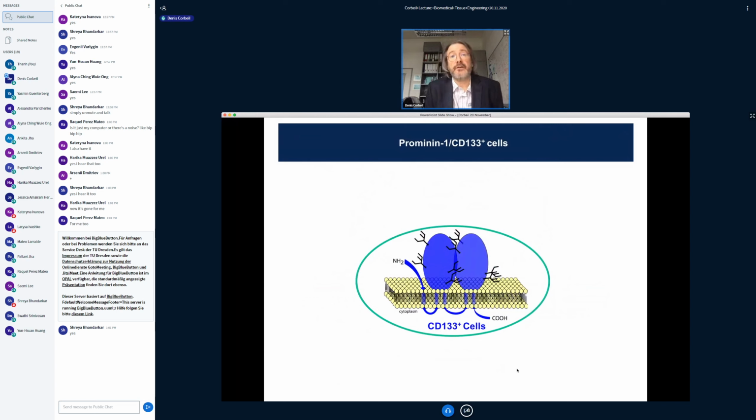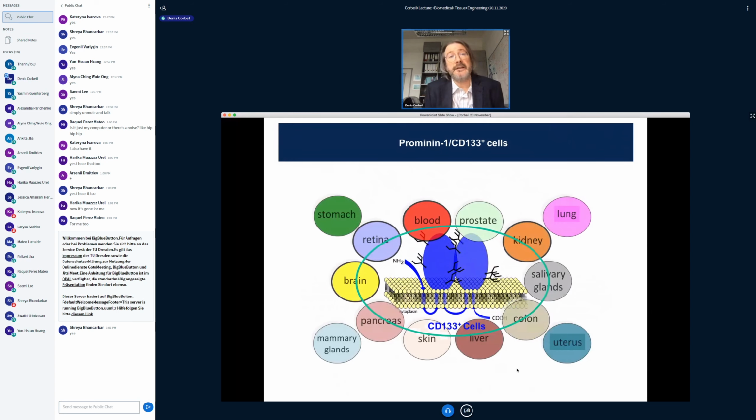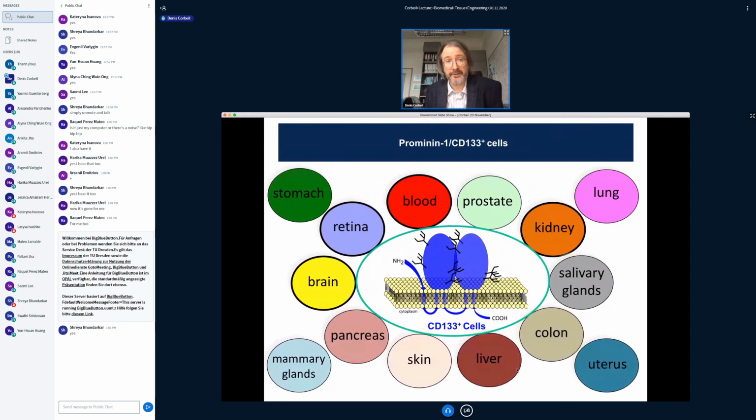As I mentioned, this molecule became more and more important, and the cells which express it as well, and we can find it in many organs, and that's why this molecule became very famous. Indeed, all these organs express CD133 positive cells. In my lab and with collaborators, we are focusing on brain, retina, blood, and kidney, where CD133 is expressed. But we have also published papers on almost all other organs. So as I say, this molecule became very famous, and the cells which express it as well.